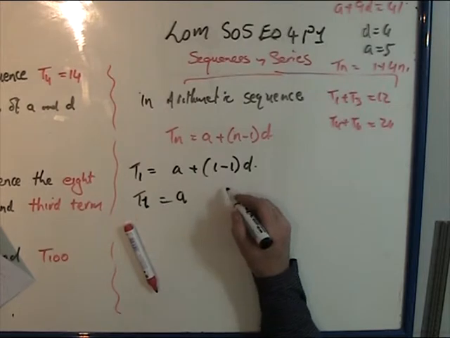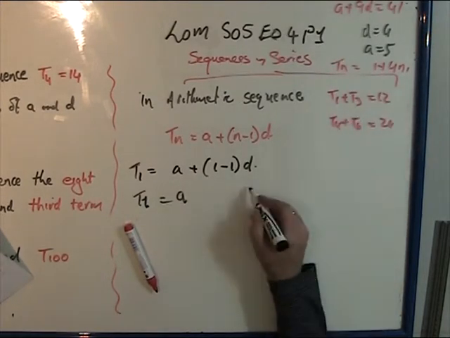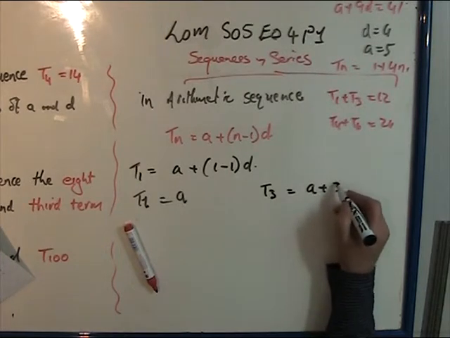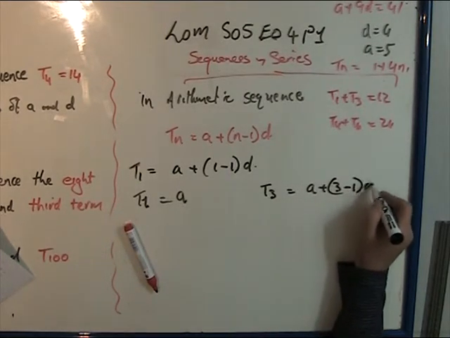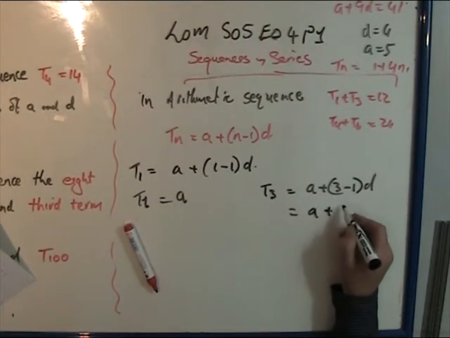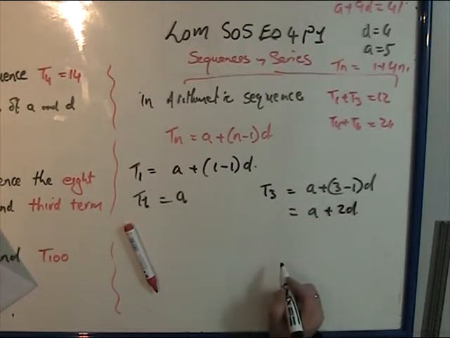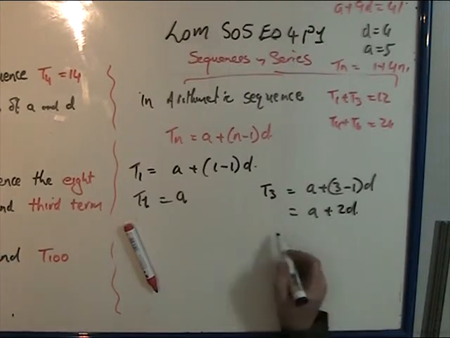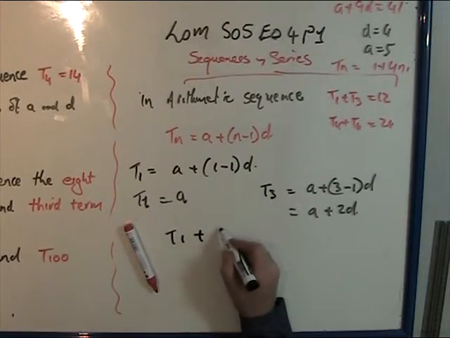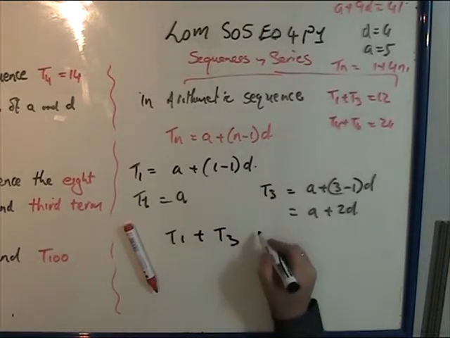And then you go and get your next value, which is T3. Okay, so T3 is going to equal to A plus 3 minus 1 times d. So that's equal to A plus 2d. Just check that. Yeah, A plus 2d. Okay, so now you got T1 plus T3, which was the question up here, is equal to 12.